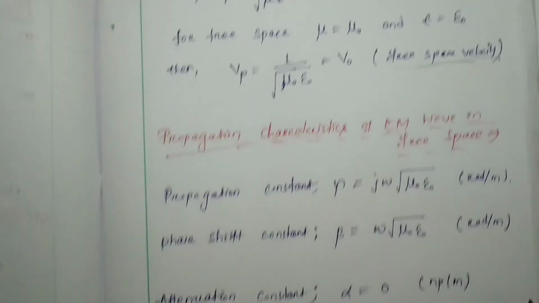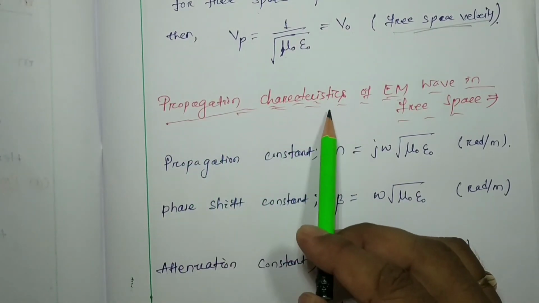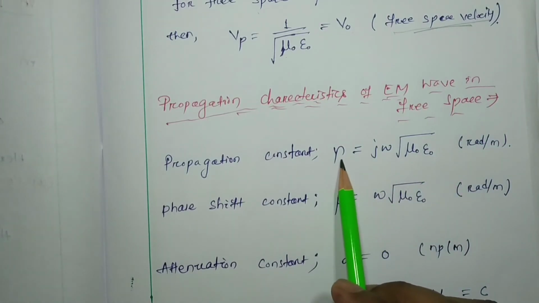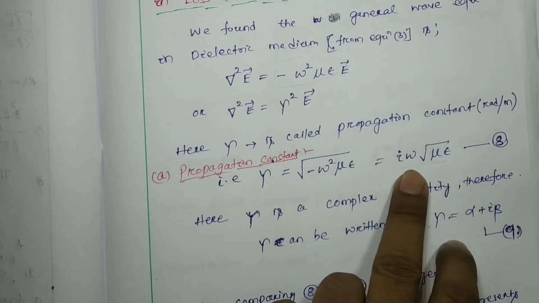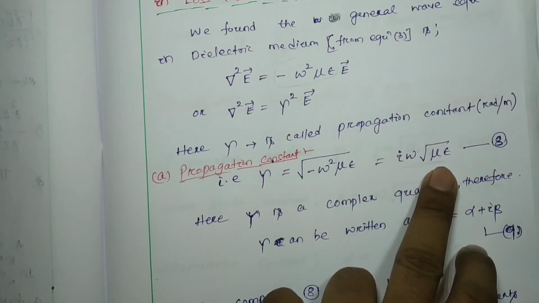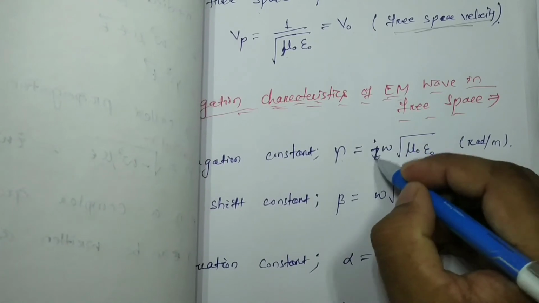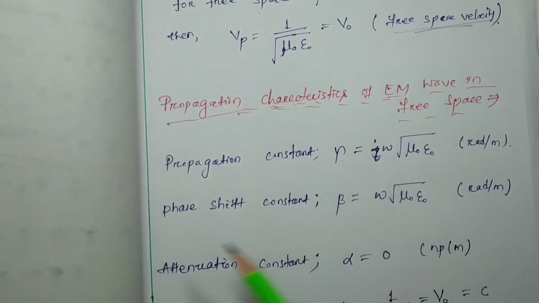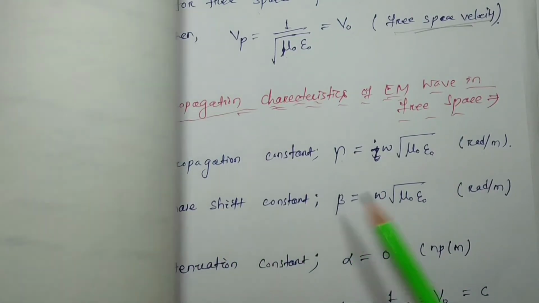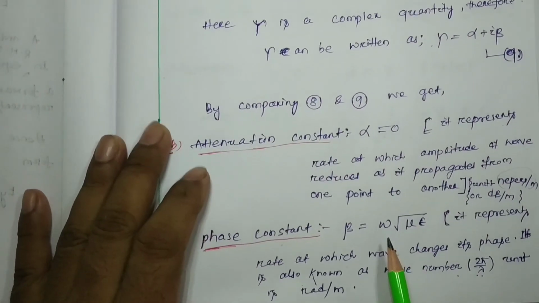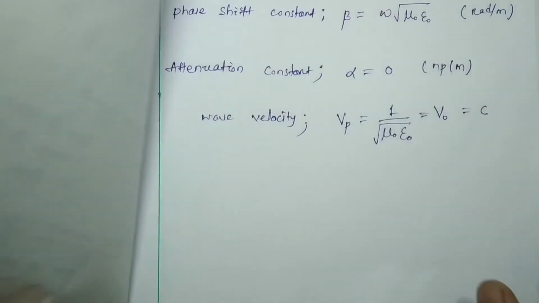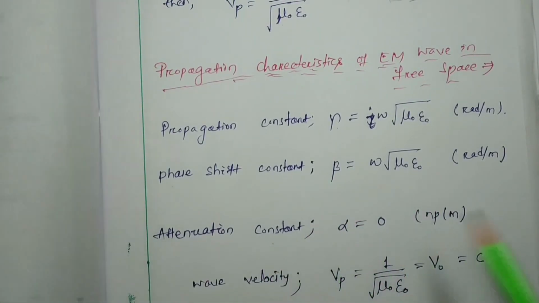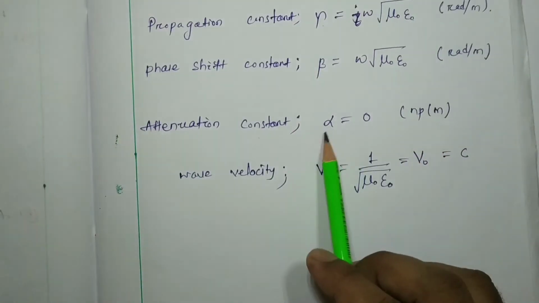So in summary, I have written here the propagation constants for an electromagnetic wave in free space. In general, gamma is j omega root of mu epsilon, so here it will be j omega root of mu 0 epsilon 0. For the phase shift constant beta, we found in general omega root of mu epsilon, but in free space it will be omega root of mu 0 epsilon 0. For the attenuation constant alpha we found 0, so here also alpha will be equal to 0.